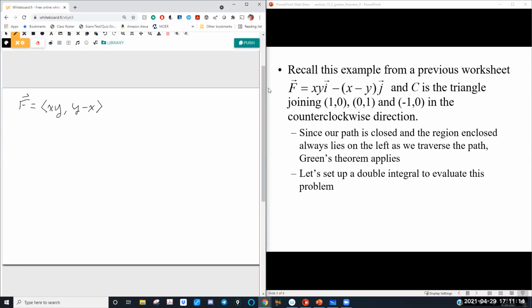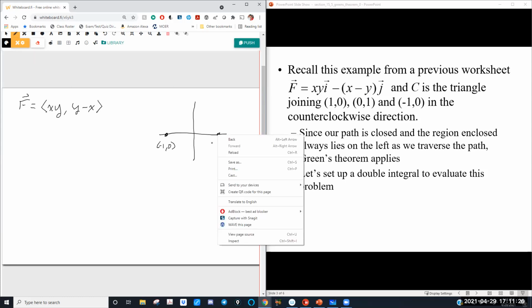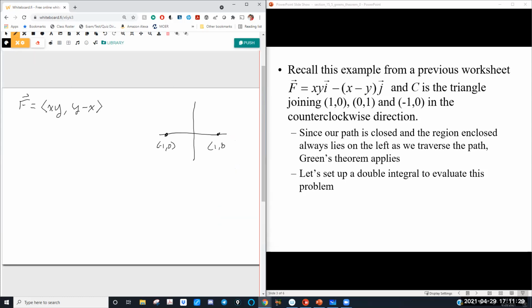So these are the same vector field. They just look a little different. And our path is a triangle connecting (-1, 0), (1, 0), and (0, 1). And we're going to go in the counterclockwise direction.